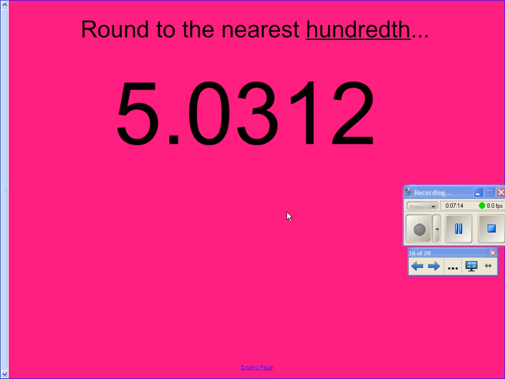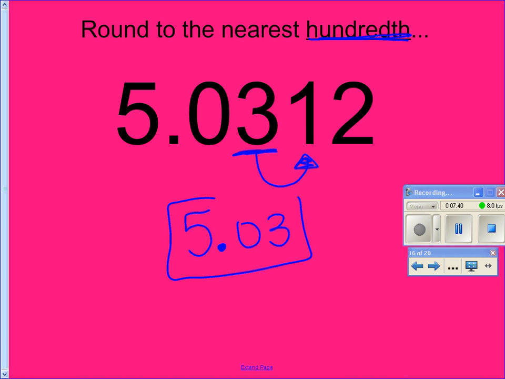Here's the next one. Try this one on your own and then check. You can pause the video. All right. What number is in the hundredths place? The hundredths place is 2 places over to the right, so the 3 is in the hundredths place. The 3 looks to the right, which is the 1. What does the 1 tell the 3 to do? Stay the same. So the number rounded to the nearest hundredths place is 5 and 3/100.